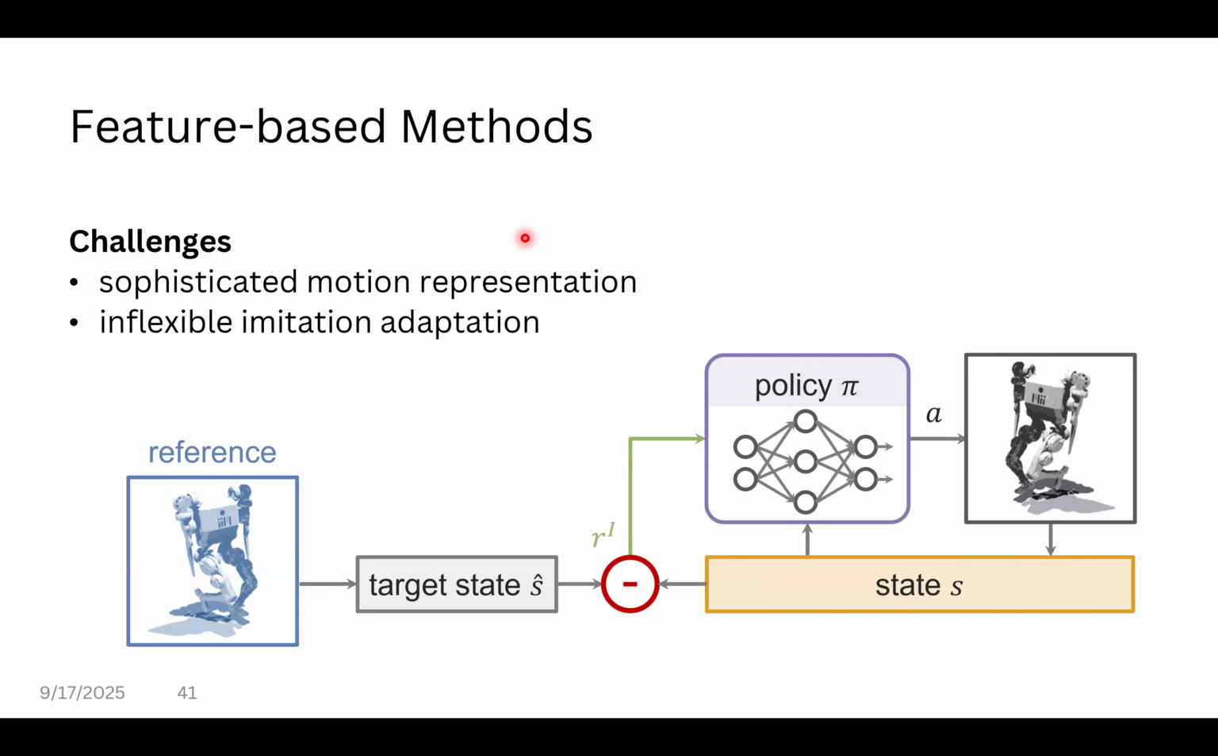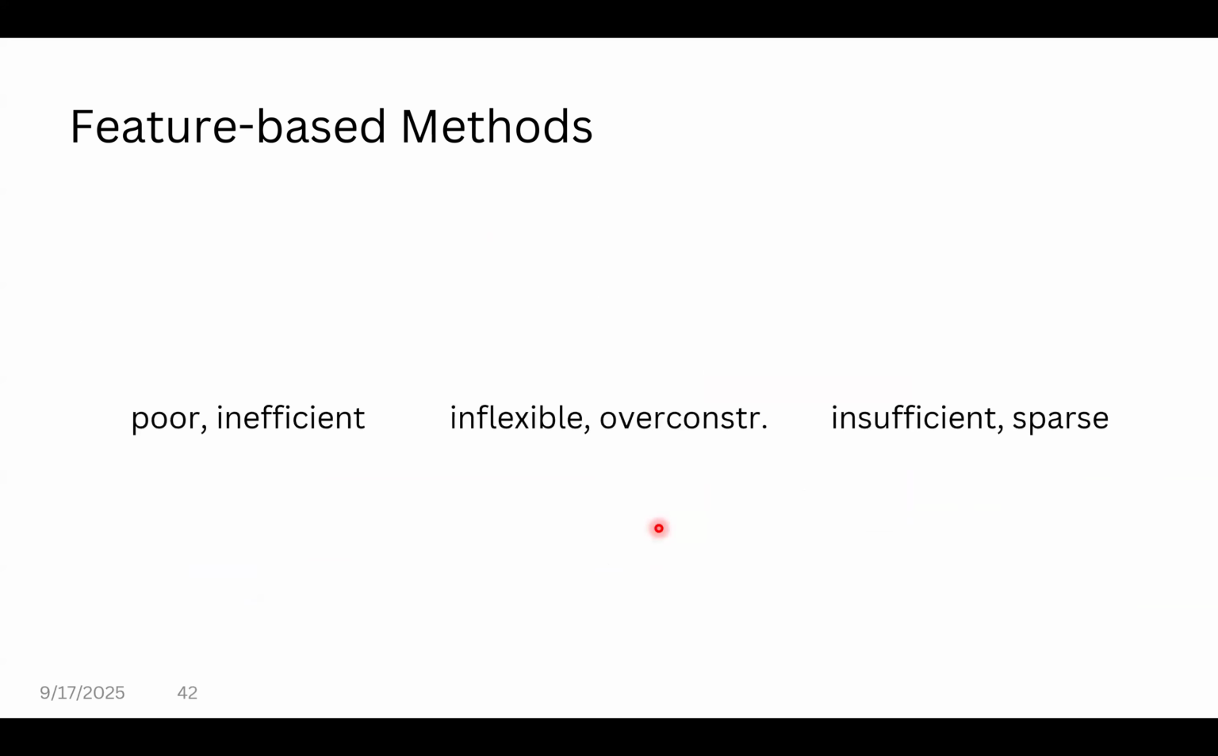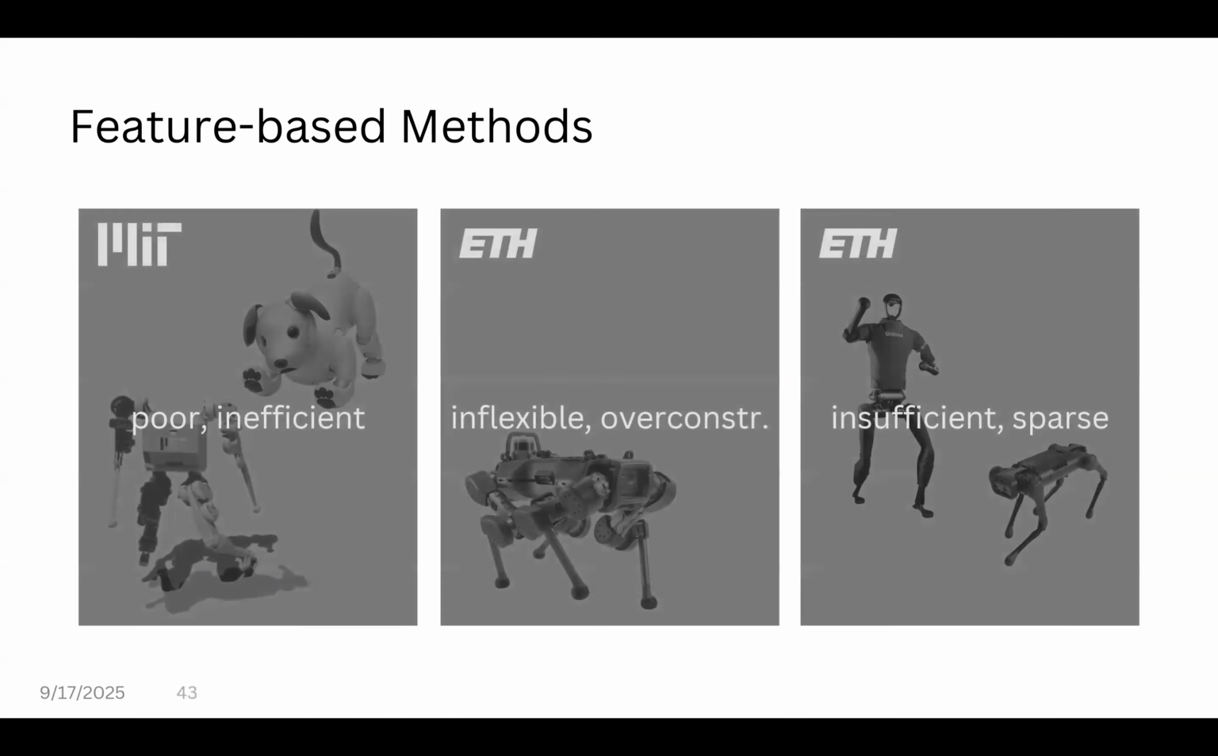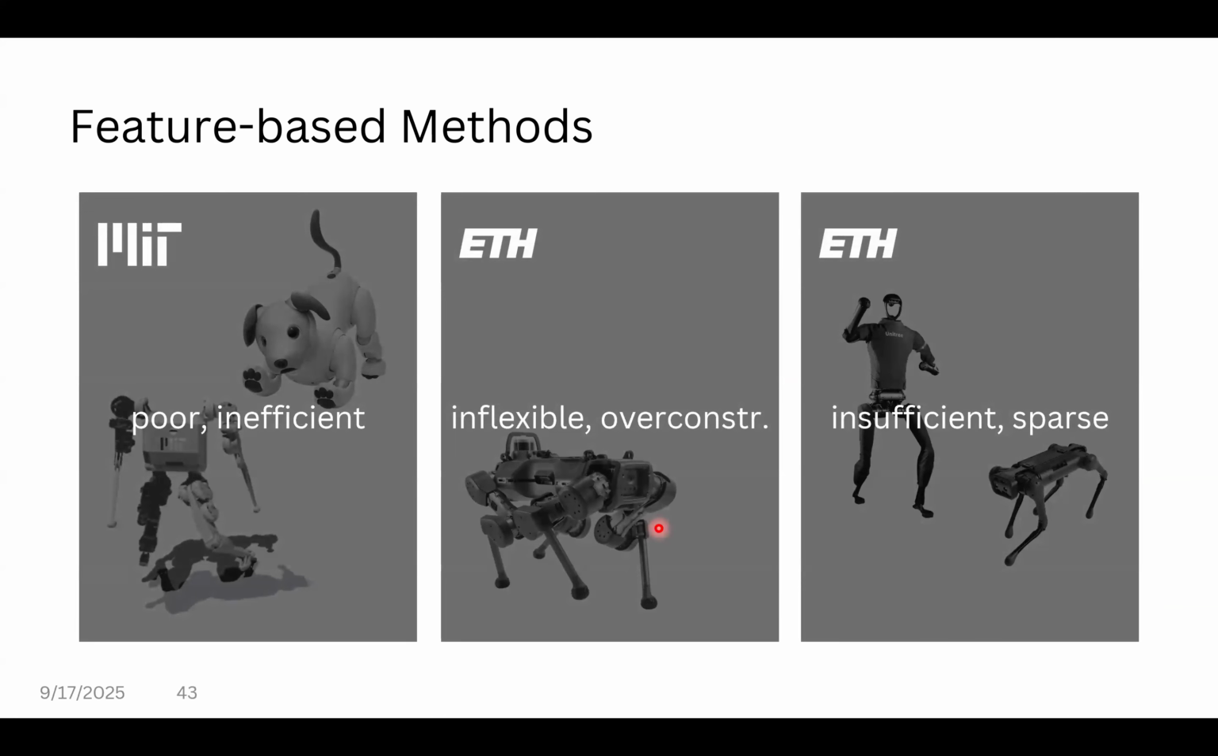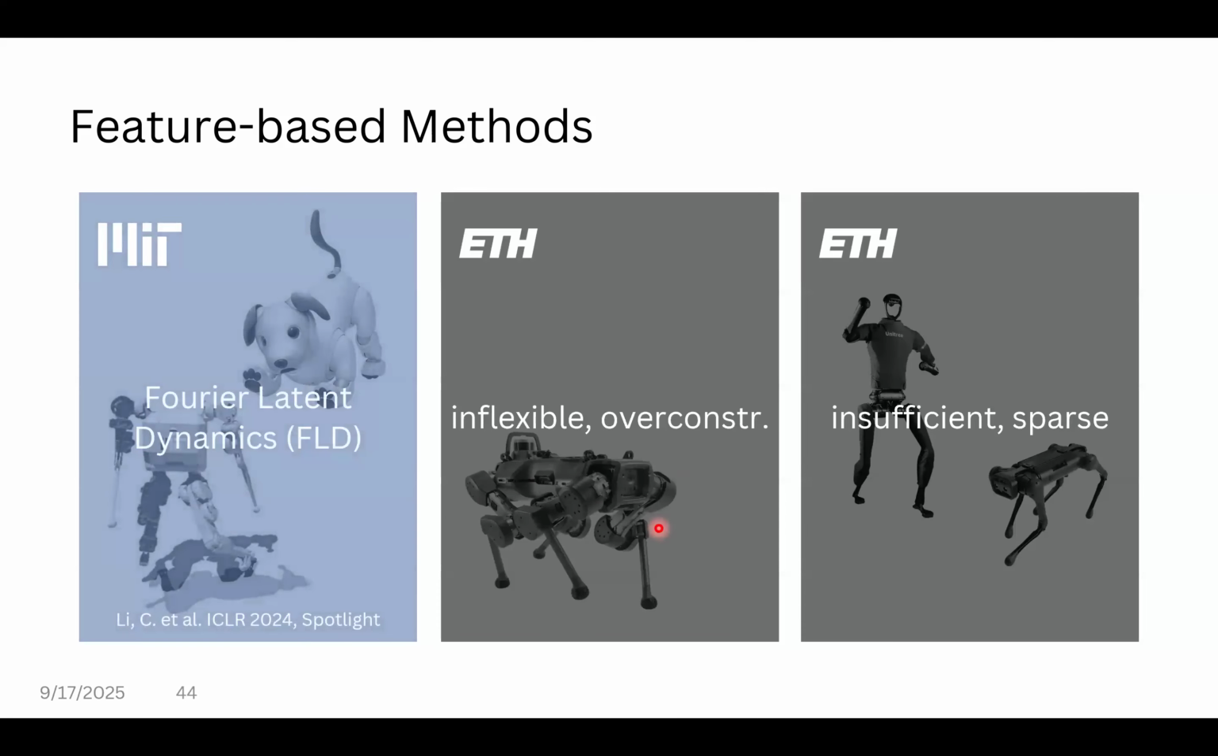Another challenge that feature-based methods have is that this imitation is based on frame-by-frame comparison. It's not as flexible as the GAN-based method, which is based on distribution comparison. So it's a bit hard to introduce additional, completely different tasks in this setup. We're going to deal with that later. So again, we introduce 3 works for when these reference motions are poor: inefficient, inflexible, over-constraining, or inefficiently sparse. And I'm going to talk about this.